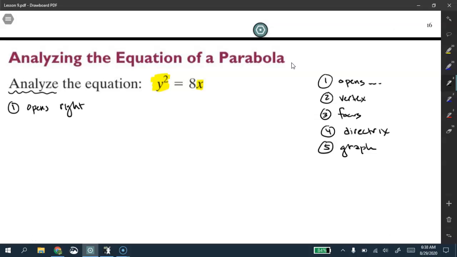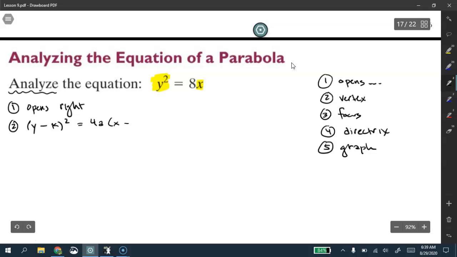Okay, step number 2. It says, what's the vertex? Well, let's think of it this way. When it comes to a parabola that opens right, we just dealt with it. We know that the equation is (y minus k) squared is equal to 4 multiplied by a multiplied by (x minus h), right? And having said that, you know that the vertex always shows up at (h, k). So if you take a look at the form, you'll notice that the form and the equation have a slight, what looks like a mismatch, right?